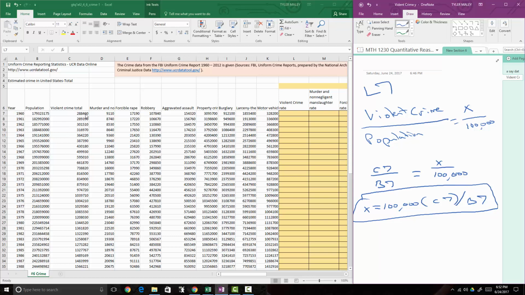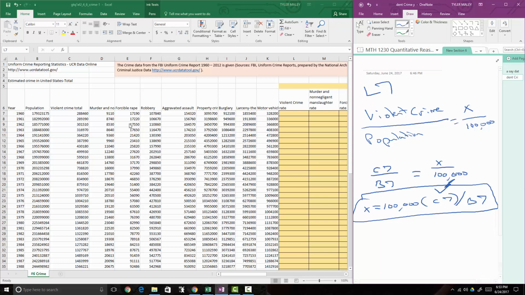And then when I pull right, I also want that column to change, because if you notice, the next one is murder and non-negligent manslaughter rate. These are in the same order: violent crime total, murder and non-negligent manslaughter, and then forcible rape, robbery. You can double check, but all these variables are in the same order. So I want the column to change when I pull right. So cell C7 is good. I don't need to fix that at all. So good to go.